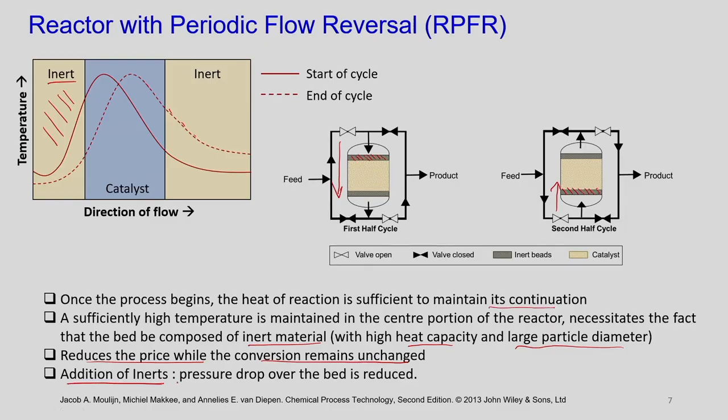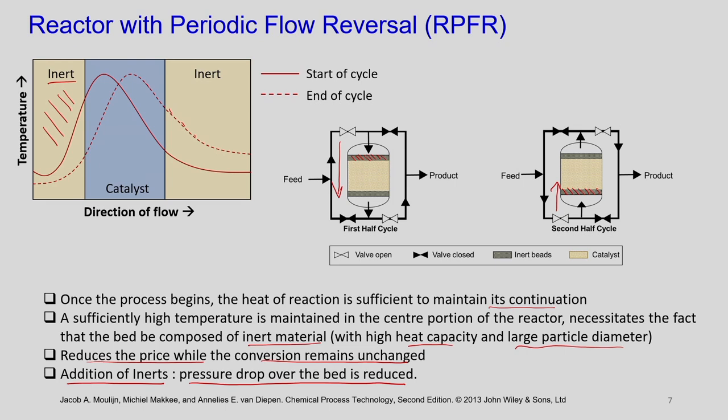Addition of inert also assures that the pressure drop over the bed is reduced. So there are two ways. One is to absorb the heat, another is to keep the pressure drop from being very high. So it serves a dual purpose.